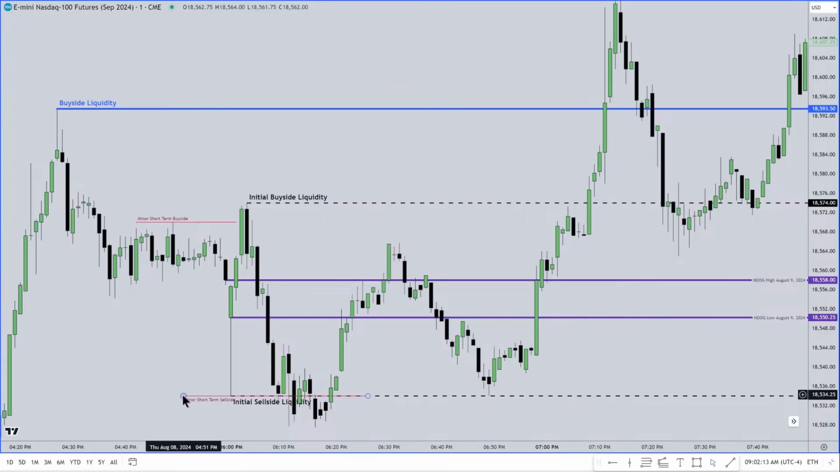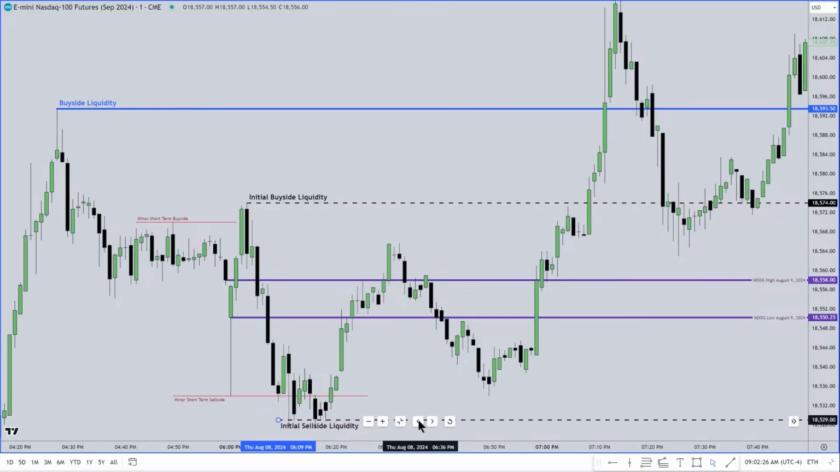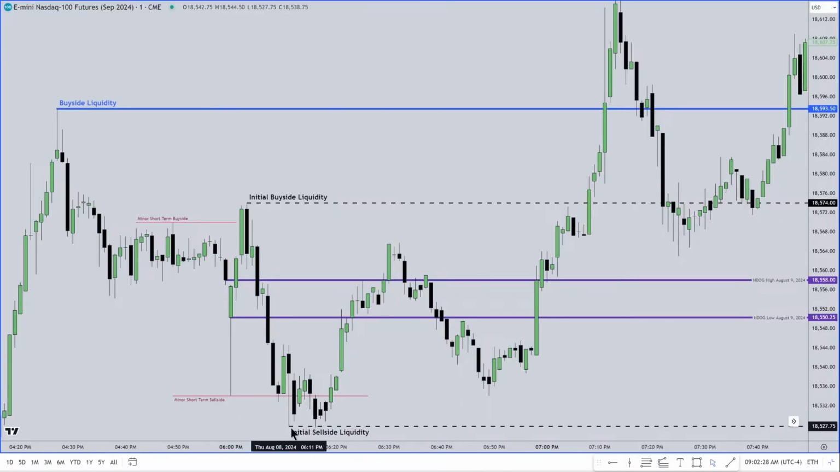And I'm going to stretch this out just a little bit more because conflicting. So now we have that on the wrong line, sorry. That's where it needs to be, right here. So what we've done is we've taken out this short-term low, and we created an initial sell-side liquidity pool, and we went above this short-term high, and we created an initial buy-side liquidity pool.